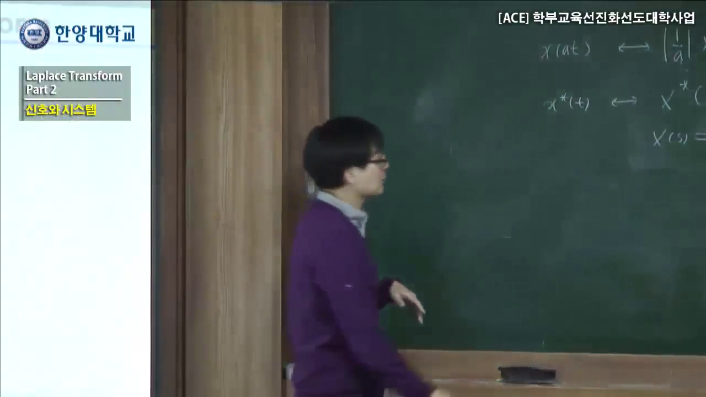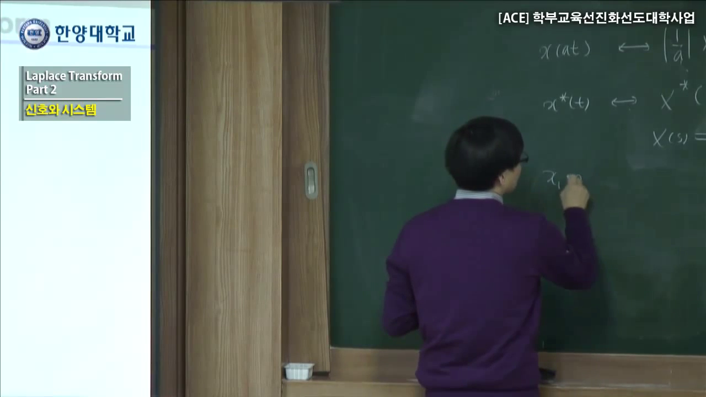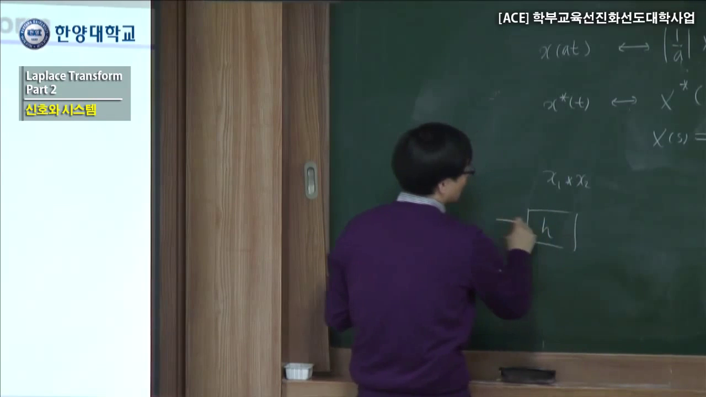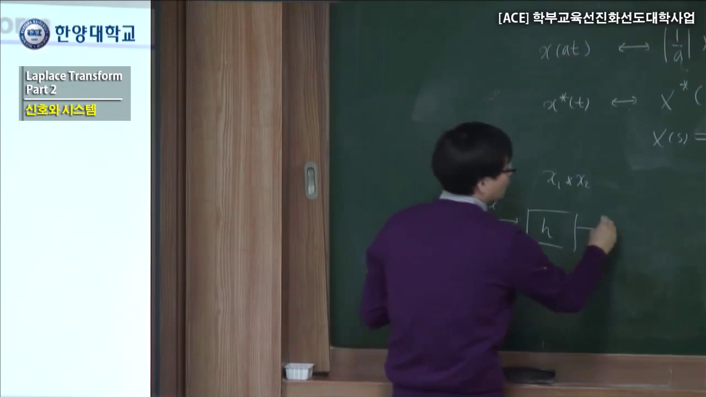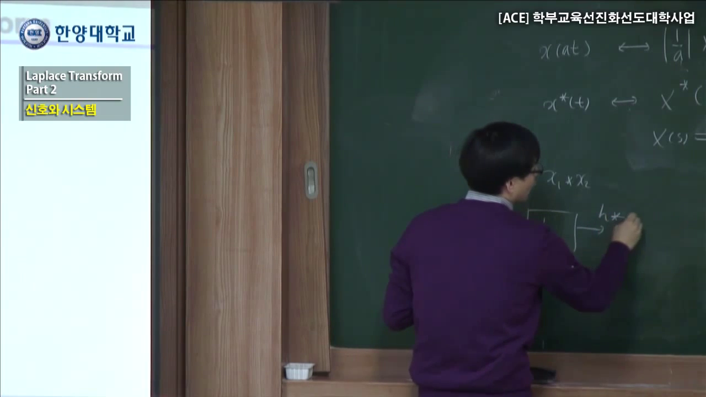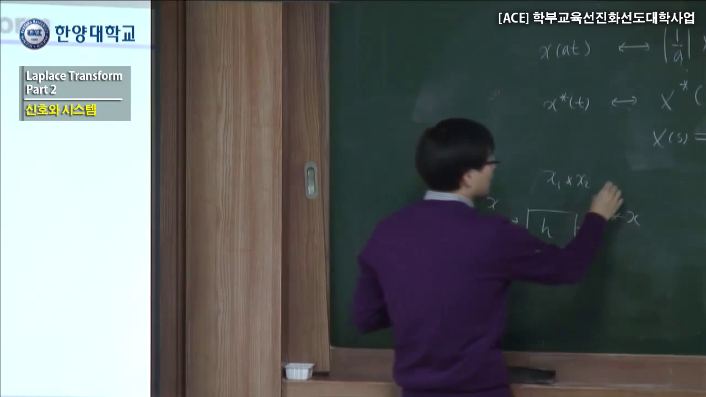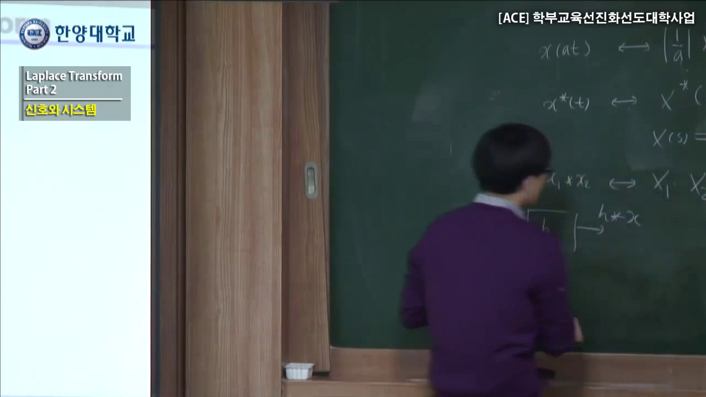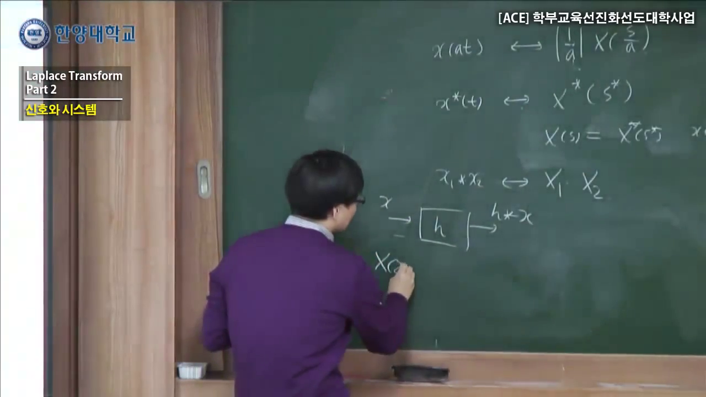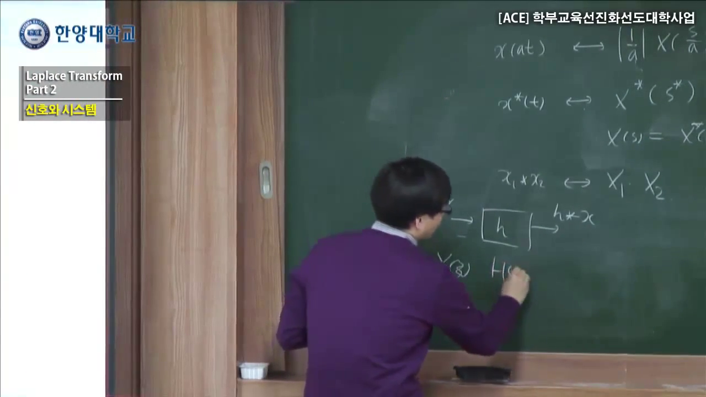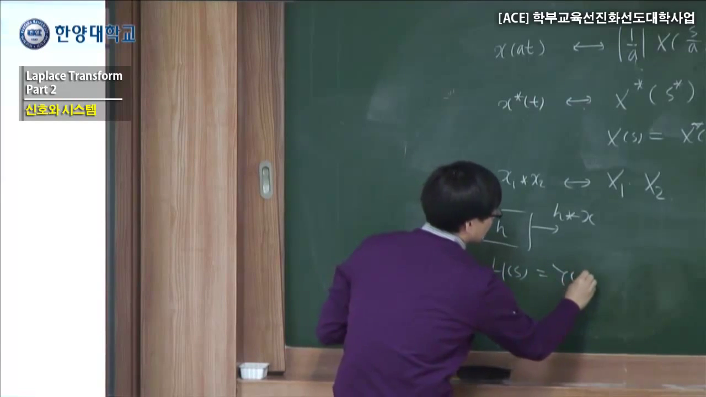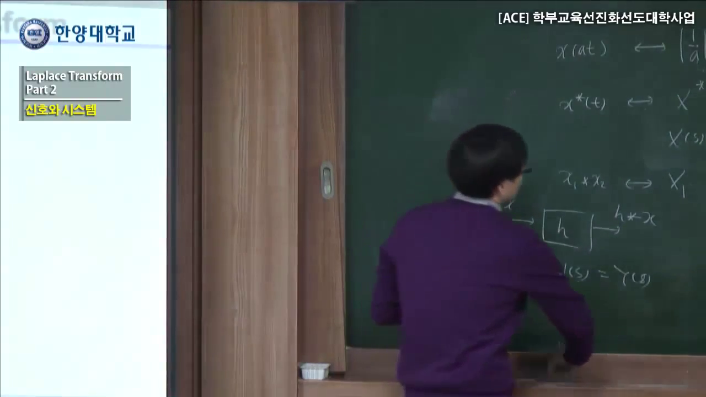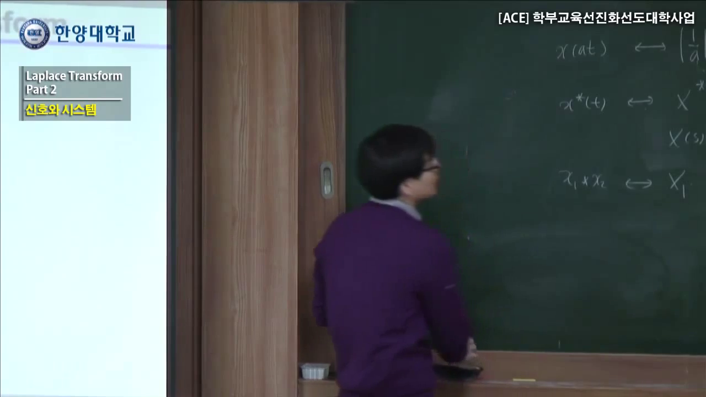Finally, convolution. This is very useful many times. X1 convolution X2, when they pass through a system, say you have system response H, you have X as input, output will be in time domain H convolution X, which takes a lot of time. But in Laplace transform, it's simply the multiplication. If you want to find output Y, it's simply H multiplication X in frequency domain, that's it. So those are pretty popular, I think.